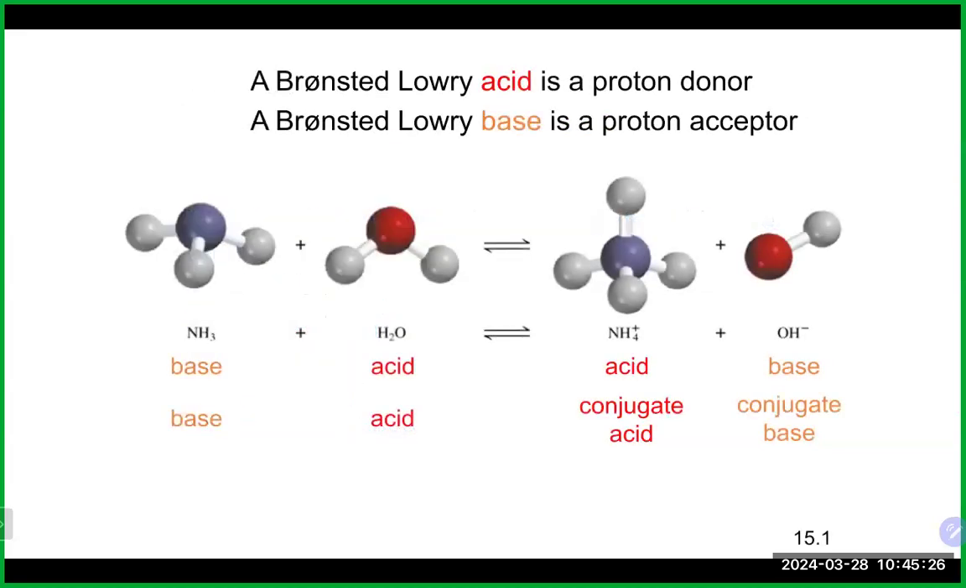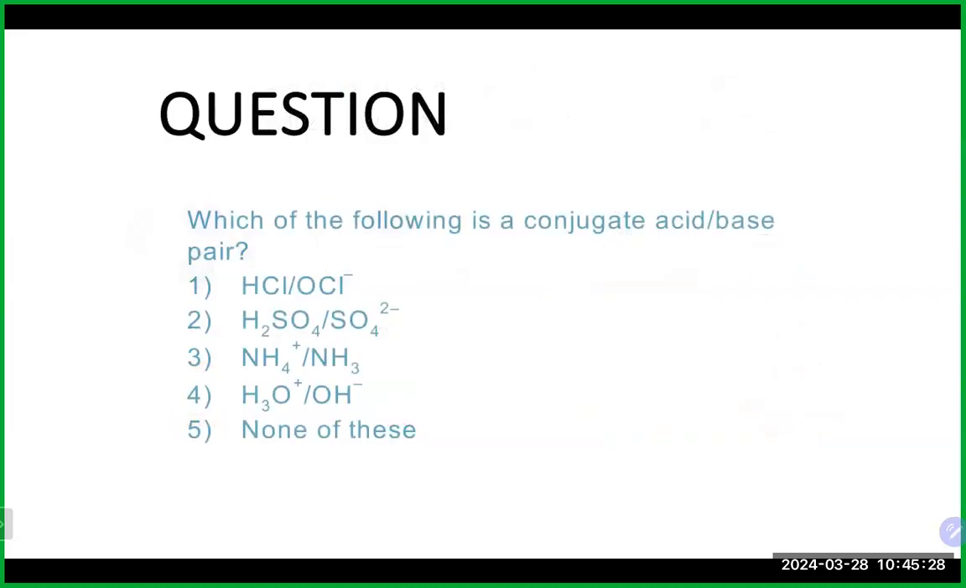All right, so why don't we try some here? Out of this list, take a moment and choose any ones that are conjugate acid base pairs. Let's see what you come up with here. Okay, so let's take a look.